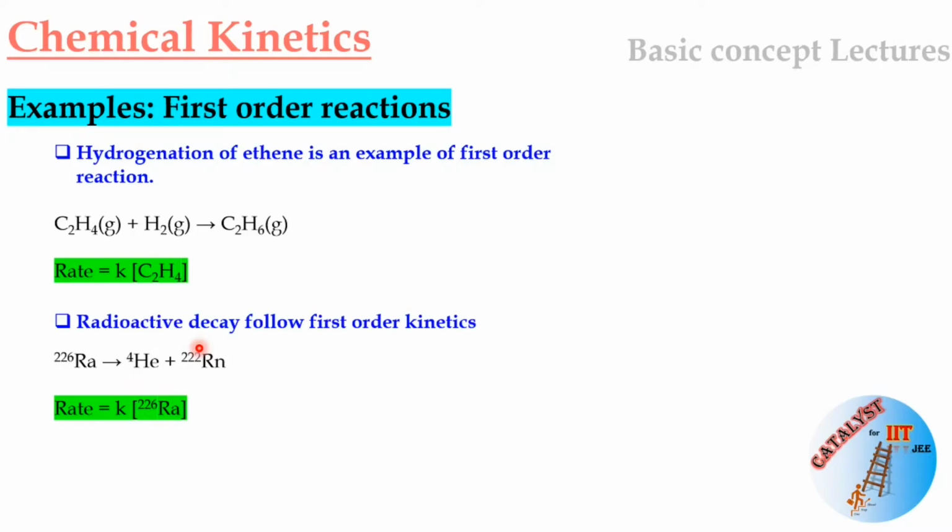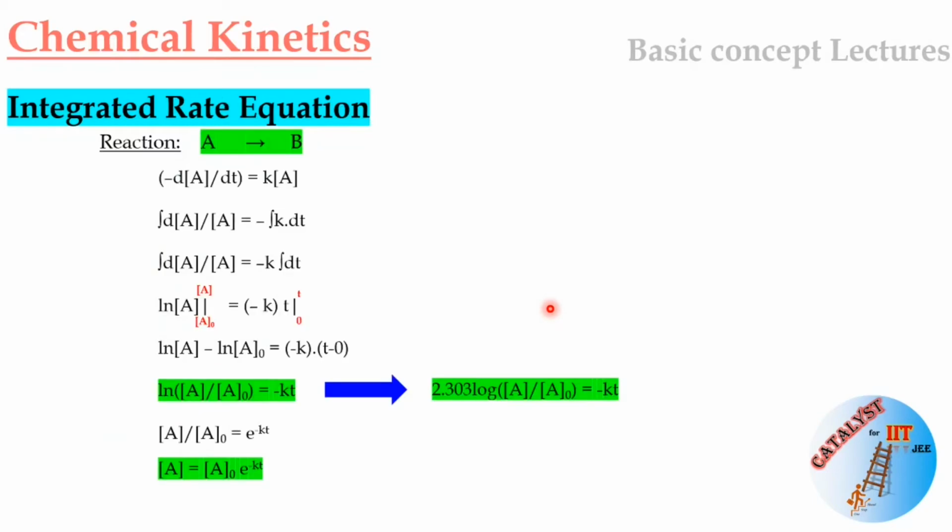So here the rate can be written as rate equal to K, which is the rate constant, and the concentration of the reactant, which here is your radium, to the power 1. So these are just two examples of first order reactions, but there are many more. Okay, so now let us look at some detailed calculation on the integrated rate equation of first order reaction.